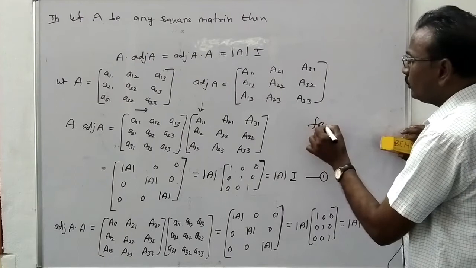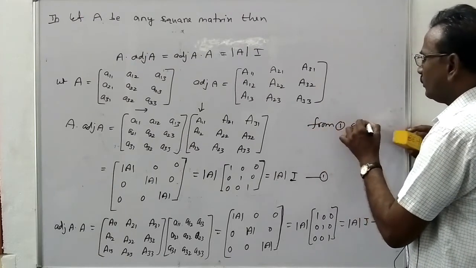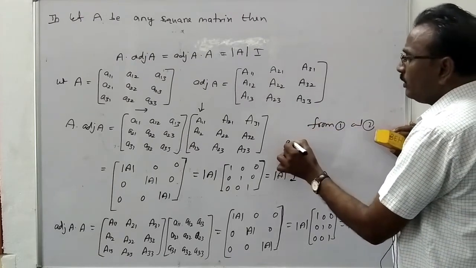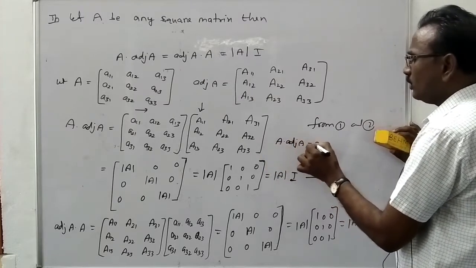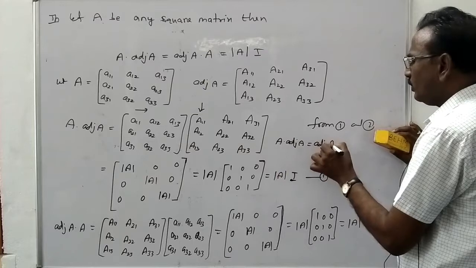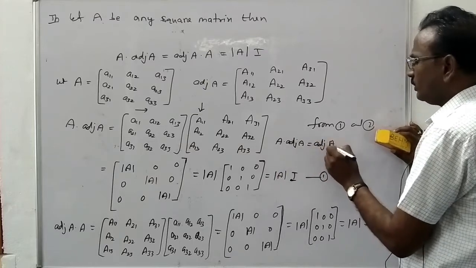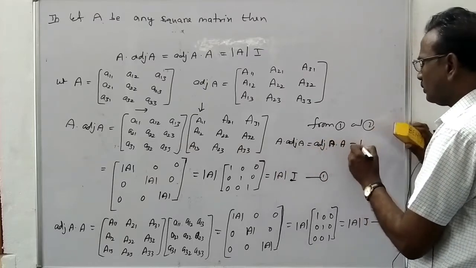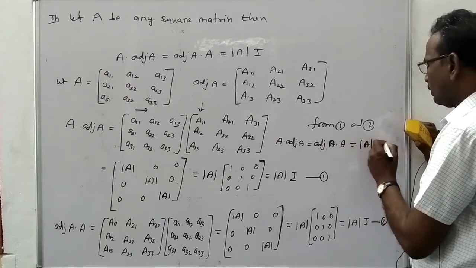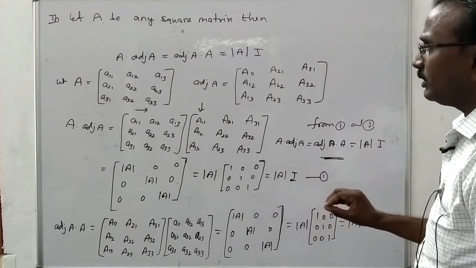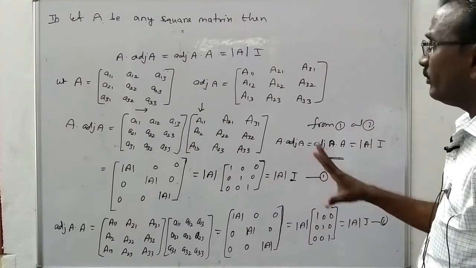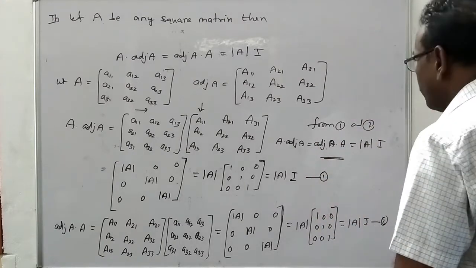From 1 and 2, A into adjoint A is equal to adjoint of A into A, which is equal to determinant of A into I. So this is the result. It is just for examination, but this result is very, very important.